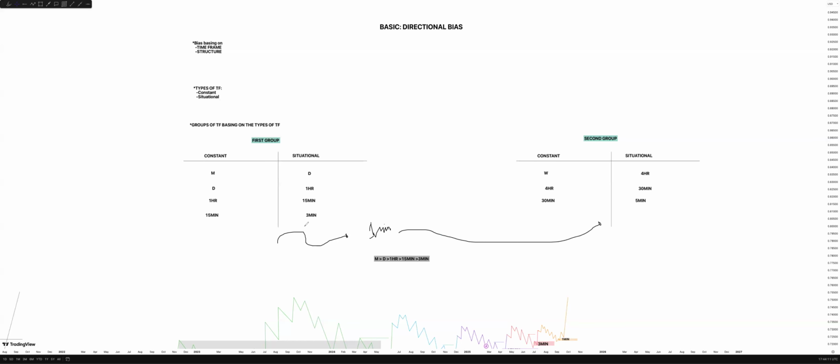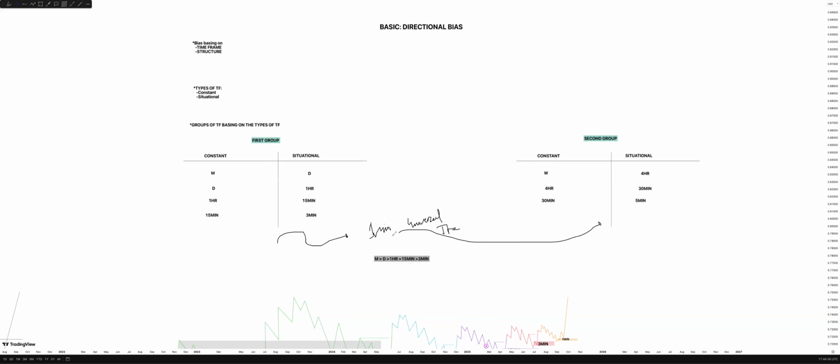The second group in the first group, because once the 3 minutes become our constant, then we can consider 1 minute as a situation, and once 5 minutes become our constant, then we can consider 1 minute as our situation time frame. That's why you consider the 1 minute as our universal time frame, right?